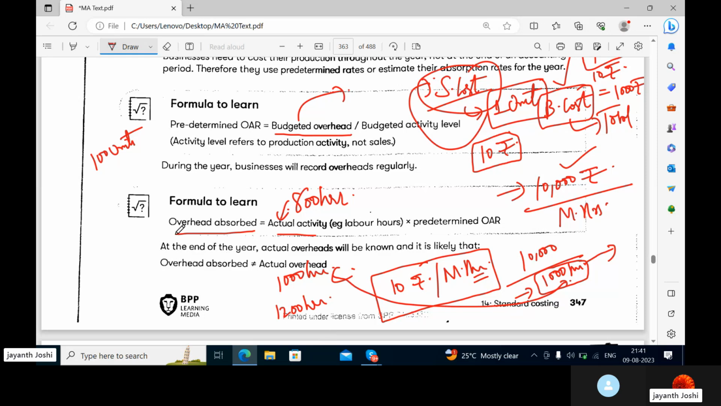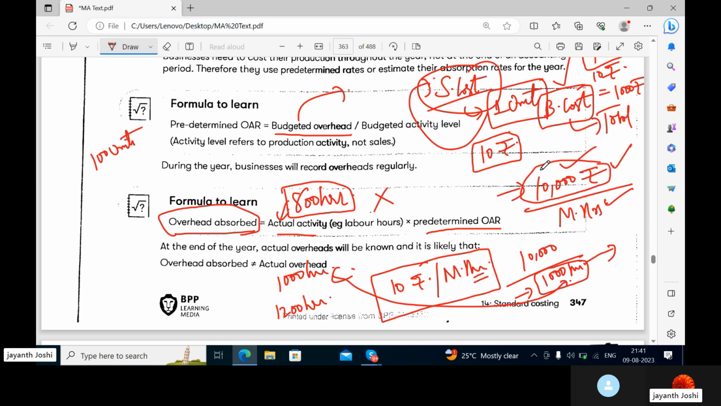So if you want to find out the overhead absorbed, what you should do, you should take the actual activity or actual number of hours the machine is working into predetermined overhead rate. How did you find out the predetermined overhead rate? With this formula. What was the formula? Budgeted overhead by budgeted activity level. Correct or wrong? Yes, sir.